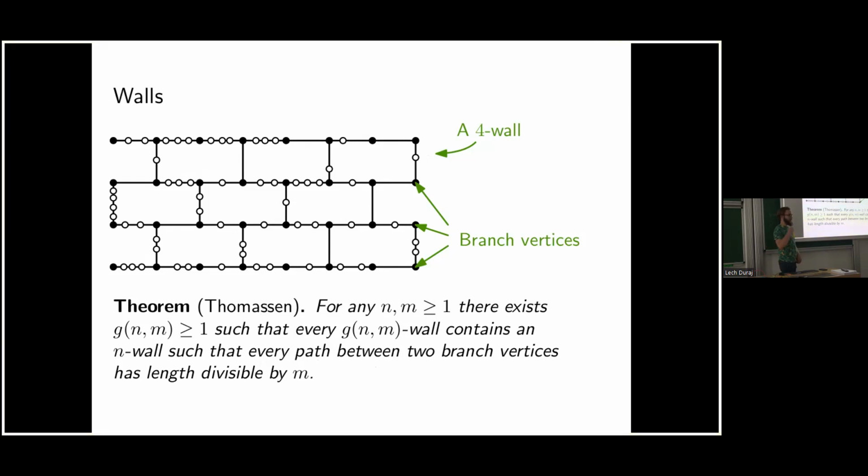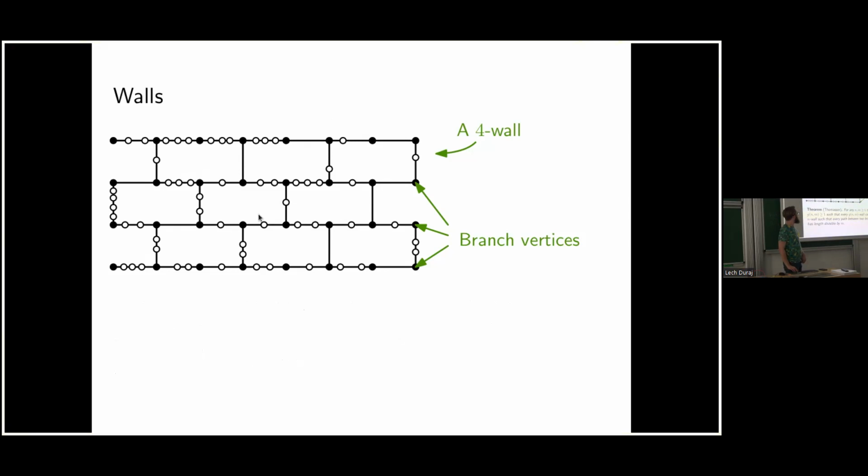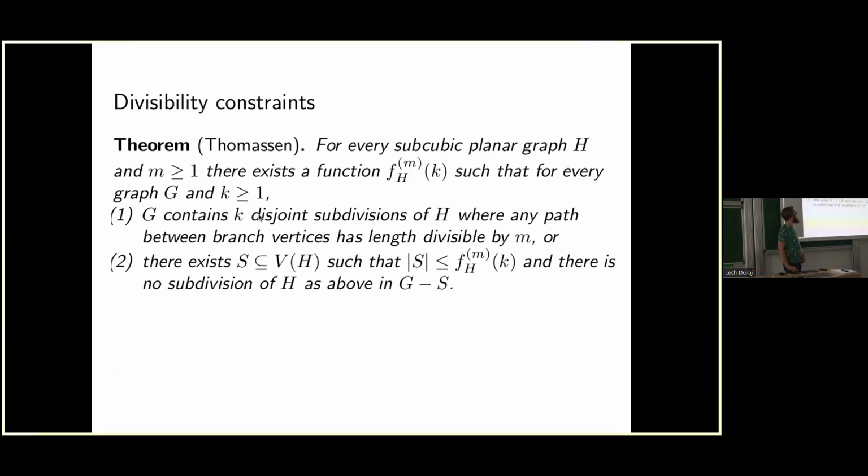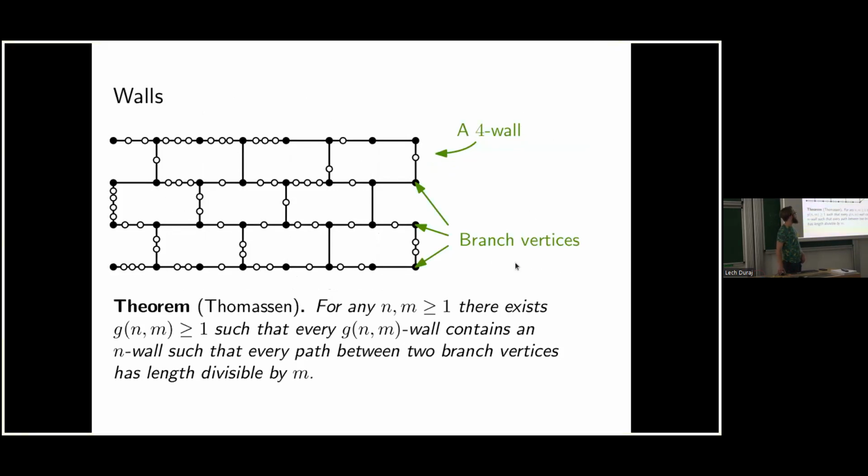Note that the rows of our wall don't need to be aligned with the rows of the original wall. So this can be completely different. And it's easy to see that our previous theorem follows from this observation, because if we can find a wall where the distance between any two branch vertices is divisible by m, then we can find our subcubic graph in our wall, and then each edge will be represented by a union of those paths between consecutive branch vertices, and therefore we will have this property we want.